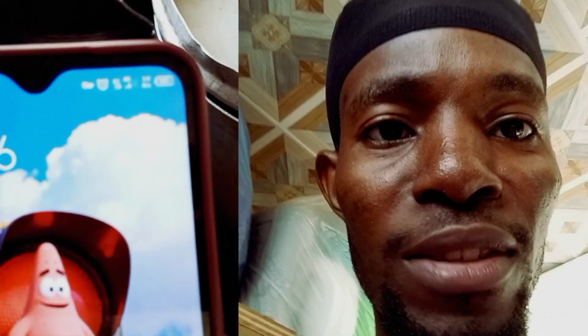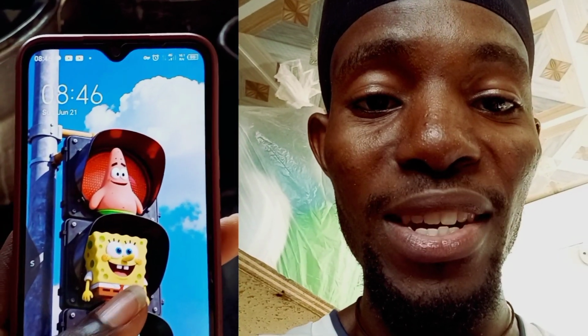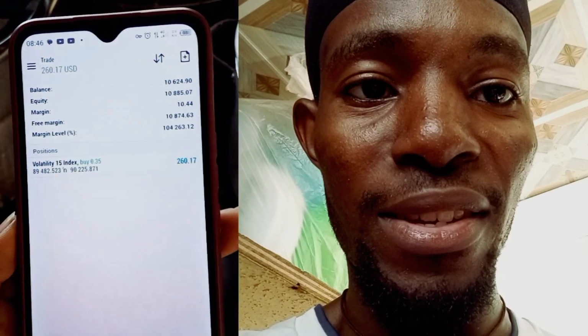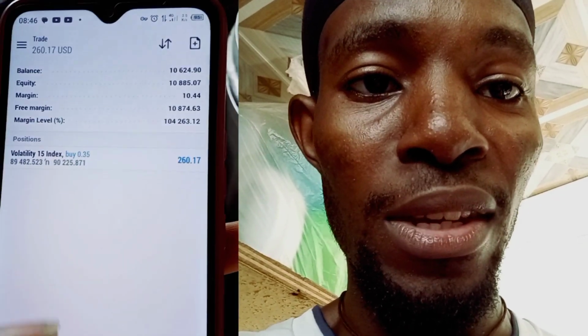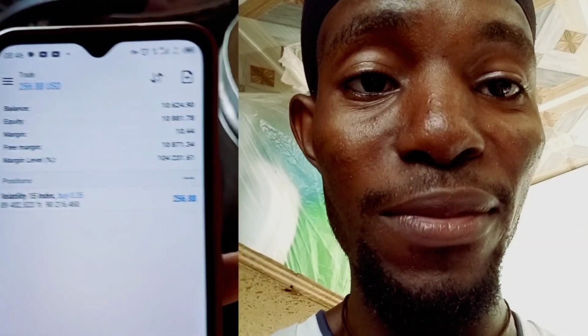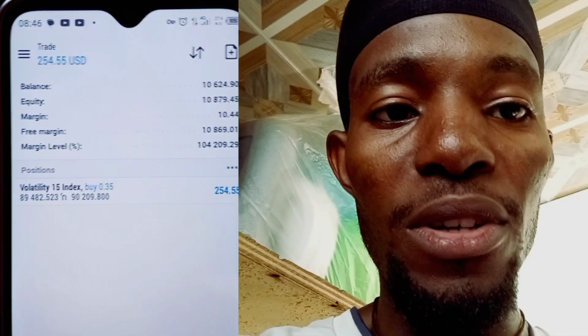So I currently have my VPN connected. Anyway, long story short, now let me show you guys what the chart is looking like right now. Yeah, so this is what the chart currently looks like. I'm up $261. As you can see, this is currently live going on. Well, not a live account, but a live market currently.